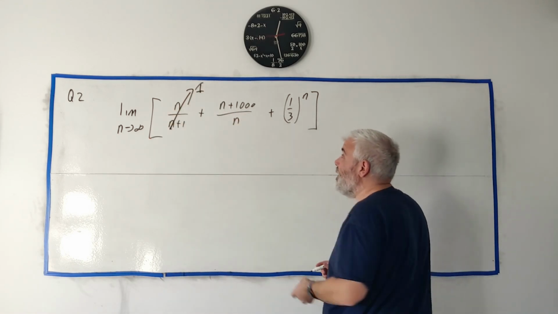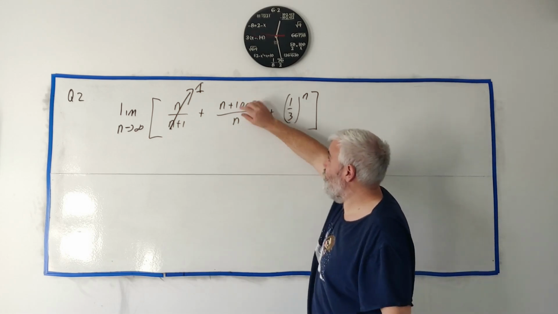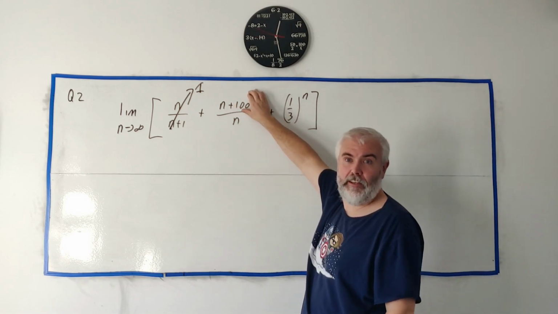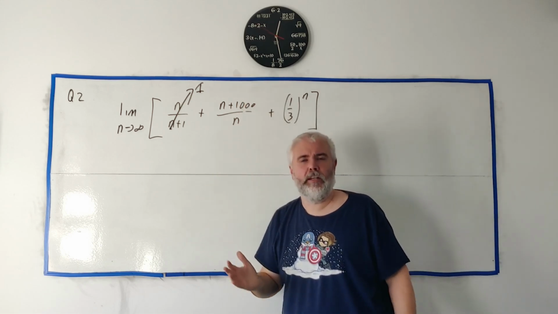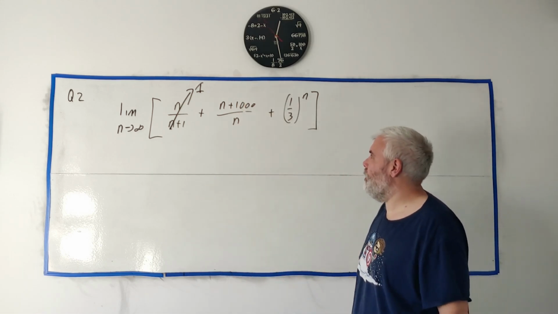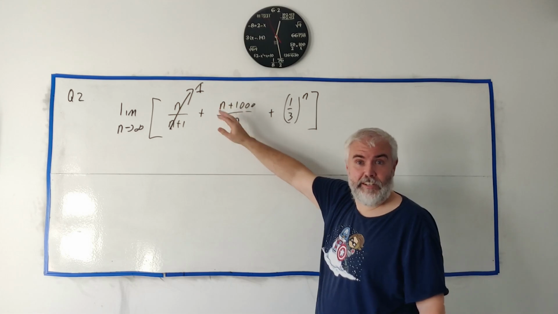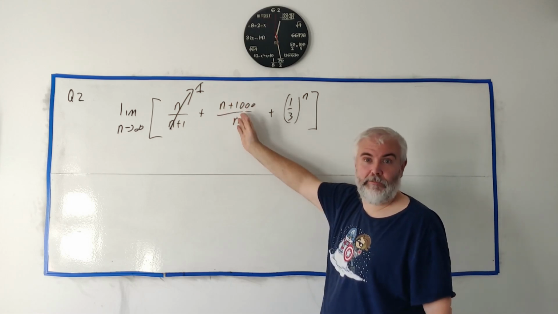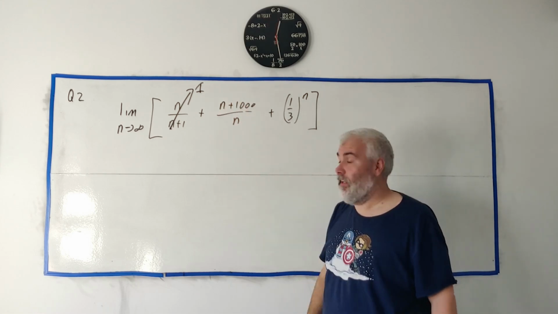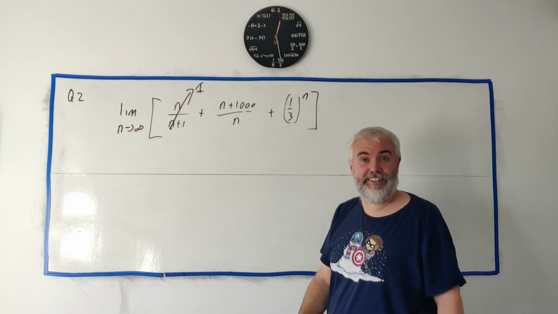The second one is very similar, except instead of 1, we have 1,000 added on. And you might say, well, 1,000's a lot bigger. 1,000 definitely matters. And it does, when n's 1,000 it does, 1,000 plus 1,000, 2,000 divided by 1,000. It definitely matters, that changes the answer a lot.